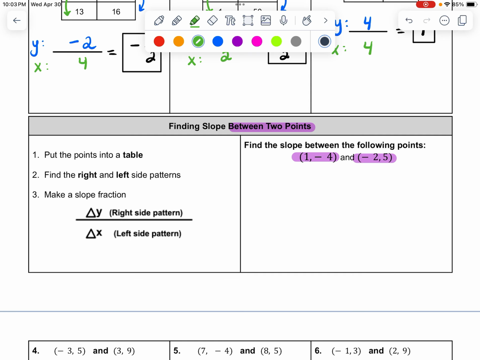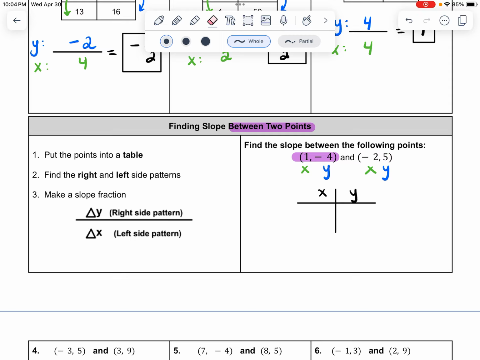In these points, the x number is always the left, and the y number is always the right. Before we find the slope, we're going to turn this into a little table because we know what to do when the points are in a table. So let's just make our lives easy and stick with what we know.